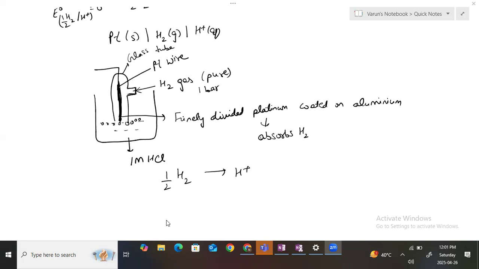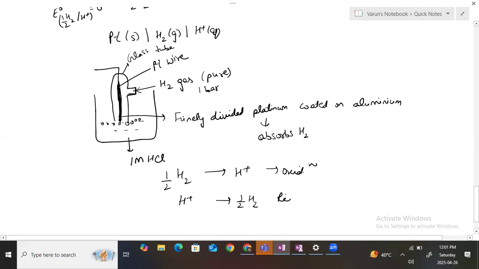Yes, ma'am. Better. So what is happening basically? This hydrogen gas that we are passing is getting converted into H positive ions. And the H positive ions that are present in the solution will get absorbed in the form of hydrogen gas on the platinum wire. These H positive will get converted into H. So what I am seeing here is that the hydrogen is undergoing oxidation as well as reduction.